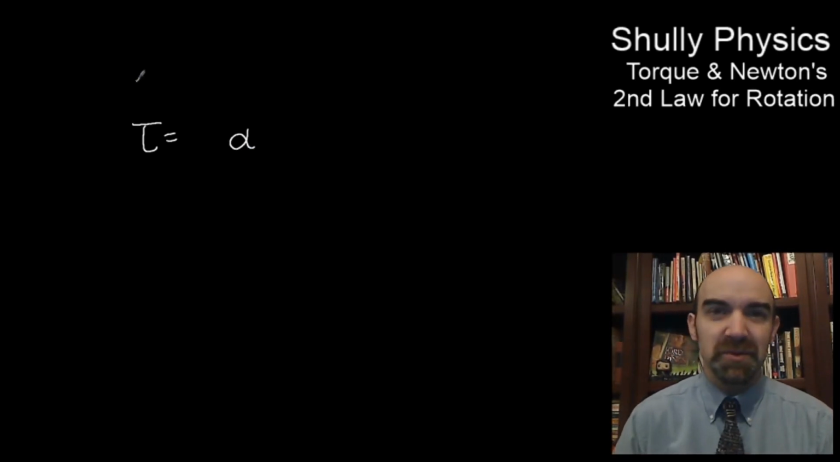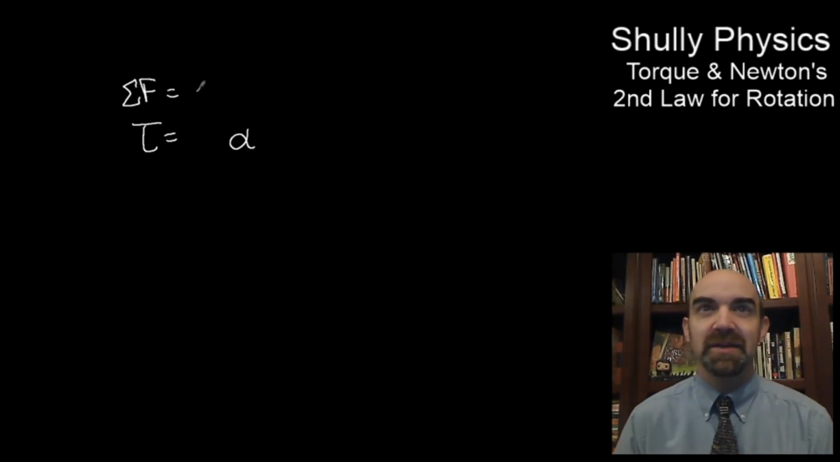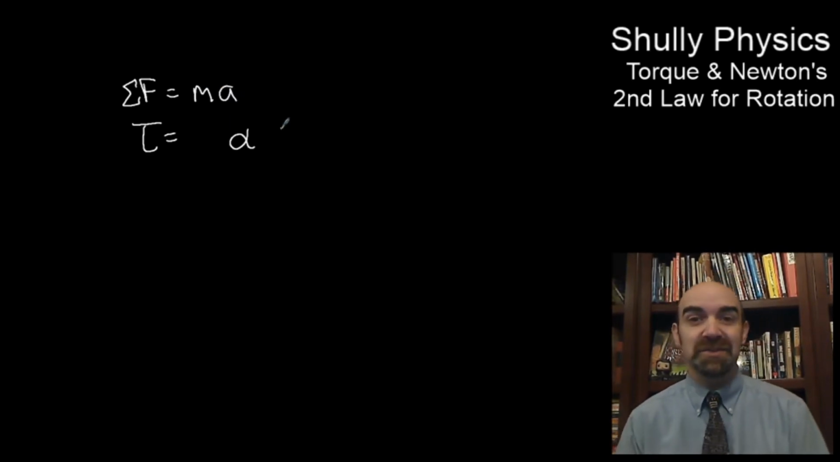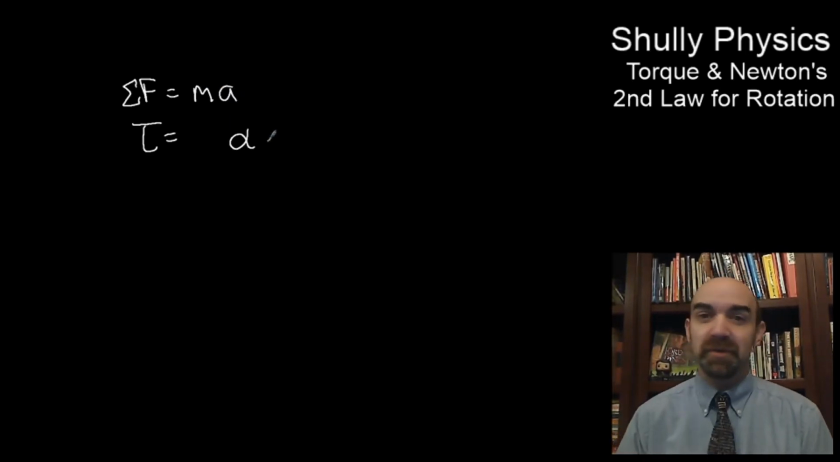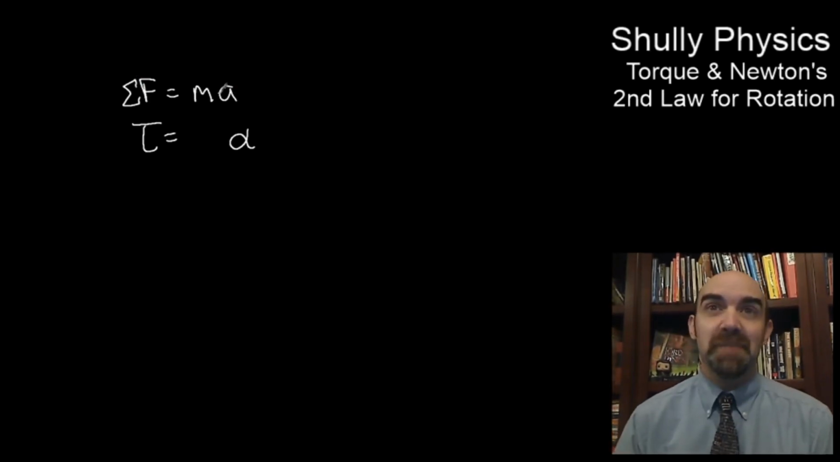Let's go to an old friend. You might recall that sum of all the forces on a body equals mass times acceleration of that body. Now this is for translational motion. If I want to move a car, I have to apply a net force to accelerate that car. But of course, the amount of acceleration depends on the mass of the car. A fully loaded truck is more difficult to accelerate than an empty truck.